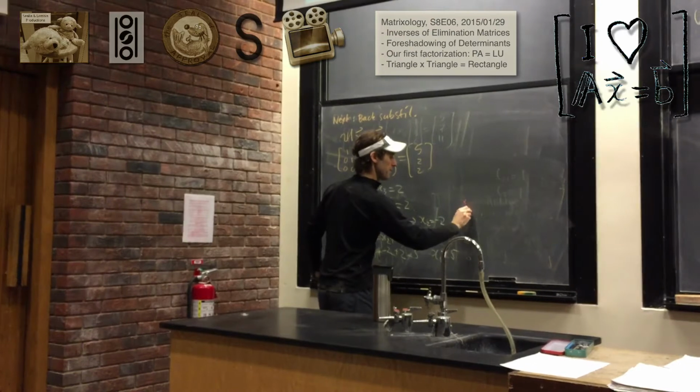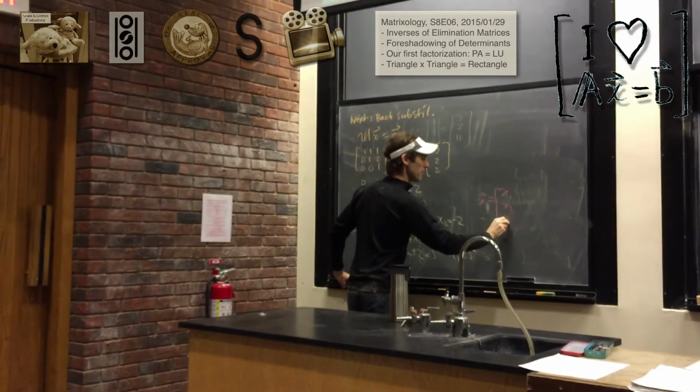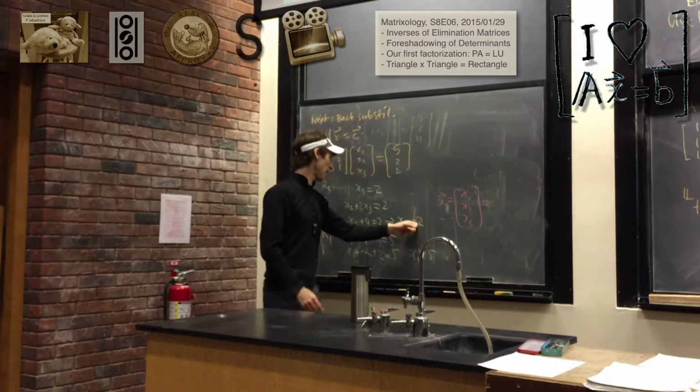This is where we need to be careful. x equals x1, x2, x3 equals 5, minus 2, 2.